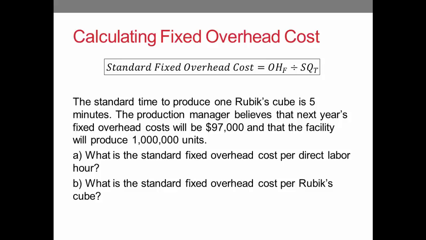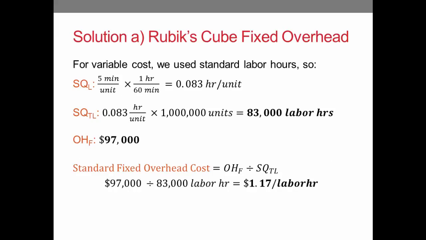You can see the equation at the top, and basically what that equation does is takes the total sum of the overhead fixed costs that is allocated by the budget and distributes it by all of the standard quantity labor hours that we are forecasting for the year. So we want every unit to be able to see some of that fixed overhead cost so that no one unit is seeing too much of the cost. So for part A, we again use standard labor hours because that's what we use in variable cost.